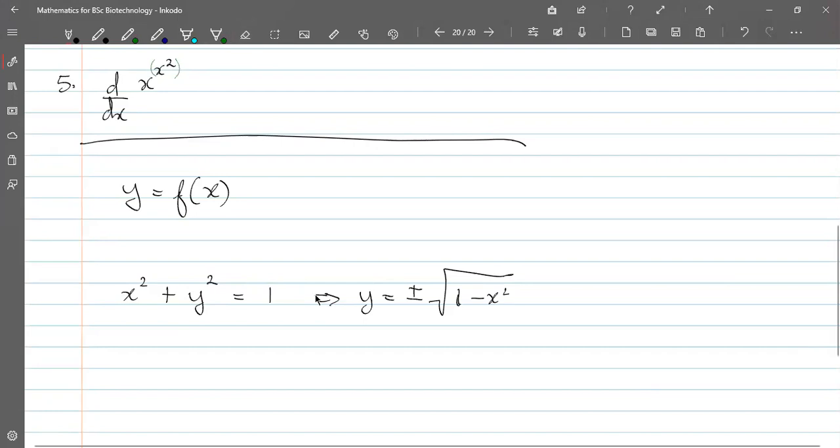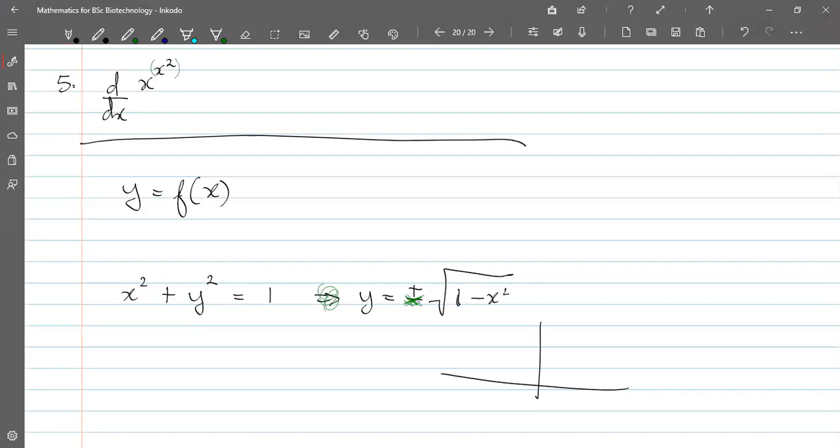Now if I cancel one of these, if I take y equal to plus square root of 1 minus x squared, that gives me a function of x as y. In fact, this would be just the upper semicircle. If you plot it, you will only get the upper semicircle here. So this would be this function. And if you take the negative square root, you will get the lower semicircle. So this is a valid function of x now.